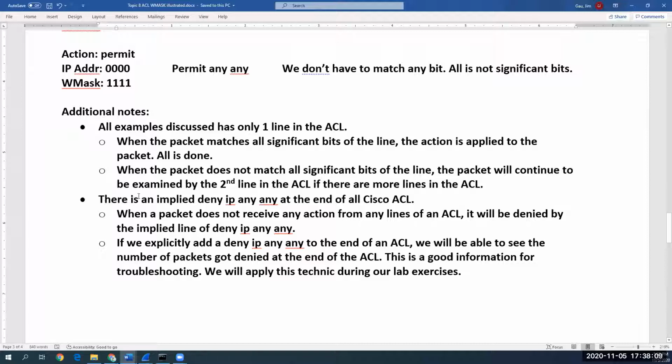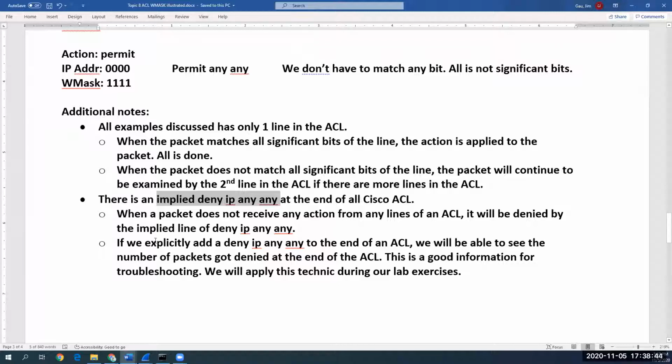In addition to that, there is an implied deny IP any. So if you get examined by the second line, third line, and nothing applies to you, then you will hit the implied deny any at the end of the ACL. That means if you have nothing matched in all the lines, you'll be denied. When a packet doesn't receive any action from the lines of the ACL, it will be denied by the implied deny. That's what we just mentioned.